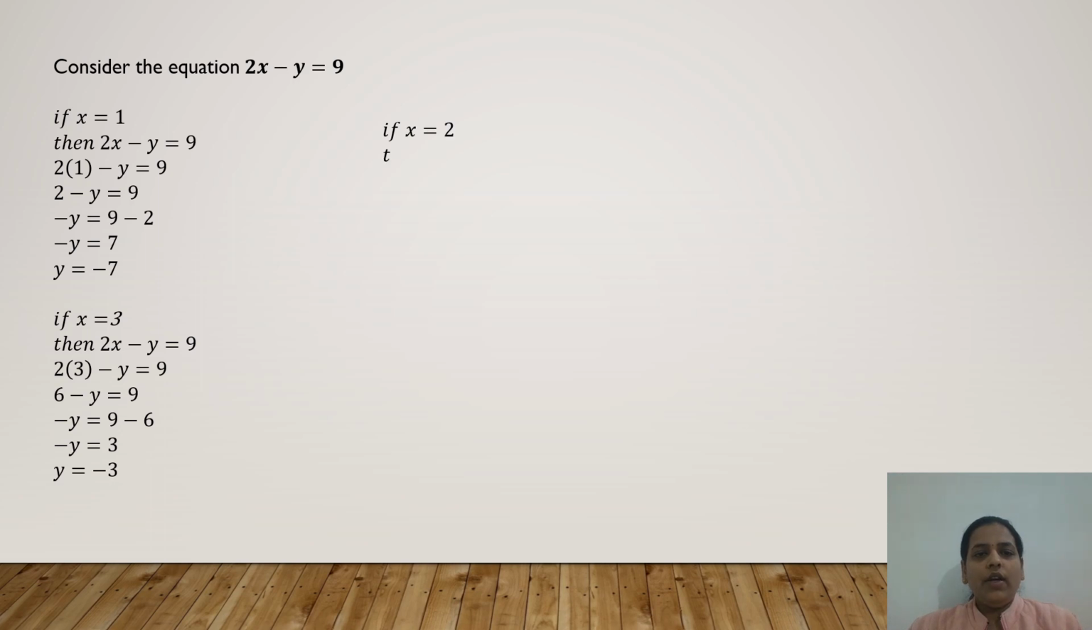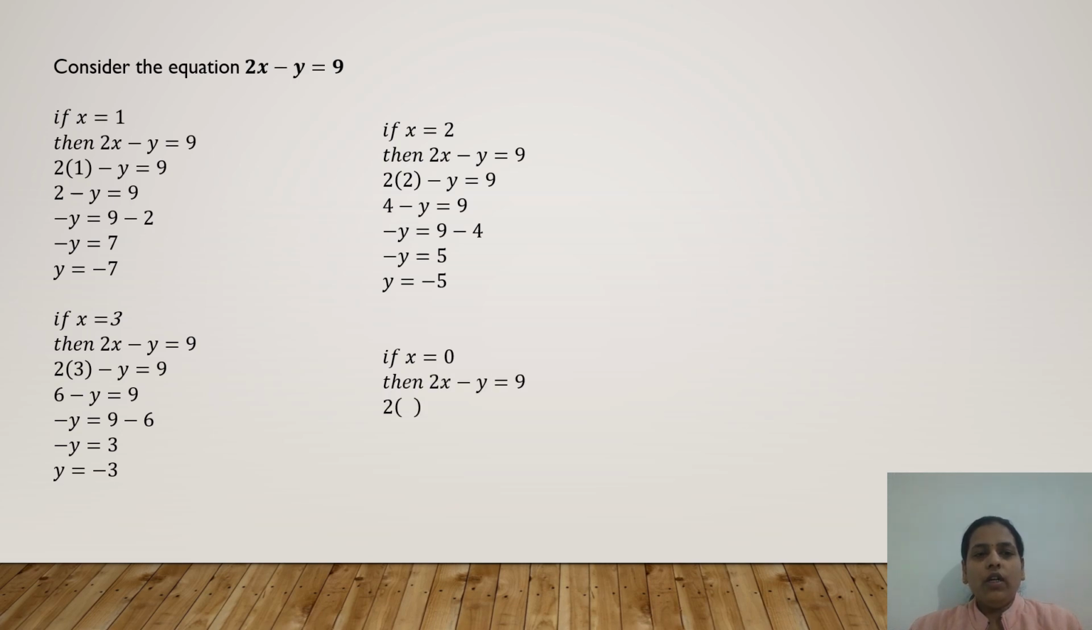Next, if x is equal to 2, then put the value of x in the given equation. Then 2 into 2 minus y is equal to 9. 2 into 2 is 4. 4 minus y is equal to 9. Minus y is equal to 9 minus 4. Then minus y is equal to 5. After that, y is equal to minus 5. That means when x is equal to 2, the value of y is minus 5.